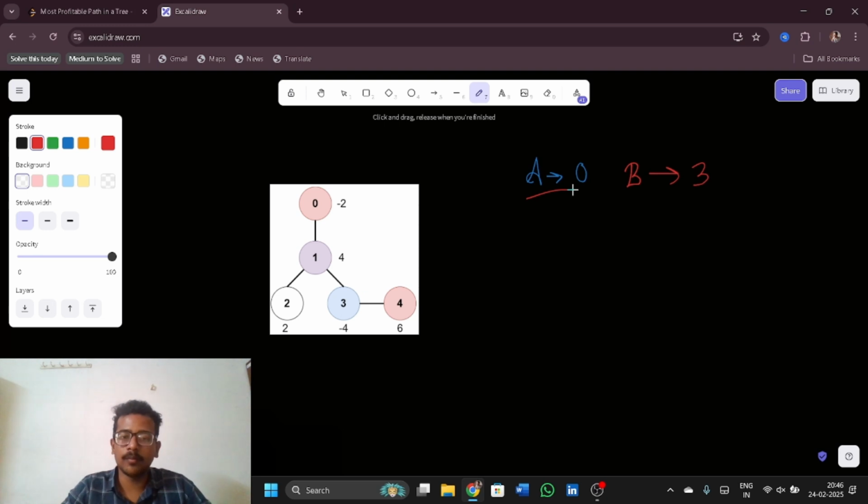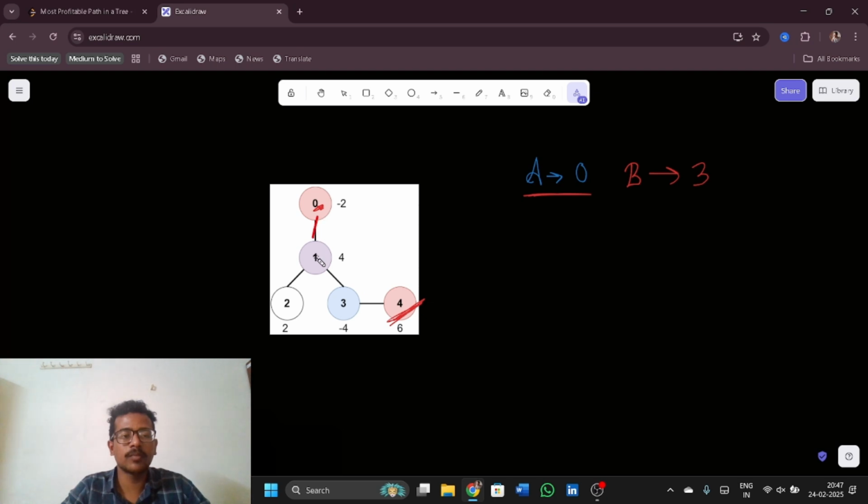With A, that means Alice is starting his movement from node 0. Now we have another person B, Bob, which is starting from node 3. Like this is an arbitrary node. So we are given with two persons and Alice's target. Her target is to come to the leaf node. She starts from here and she need to come from here to the leaf node. But any leaf node, she can come to any leaf node.